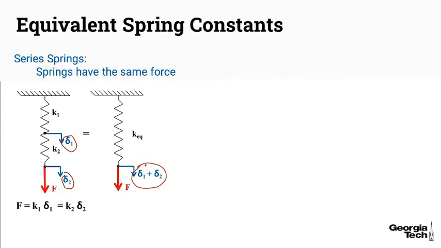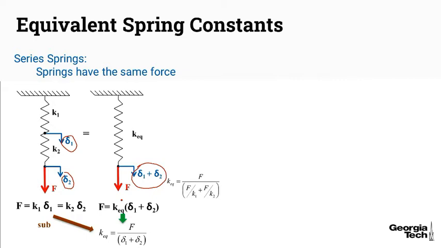So here we said the force is the same throughout. So the force in spring 1 is K1 delta 1. The force in spring 2 is K2 delta 2. And over here, the force in the single equivalent spring is K equivalent times both delta 1 plus delta 2. Then we can do a little bit of a mathematical manipulation. I'm going to change K equivalent to F over delta 1 plus delta 2. I'm then going to sub in K1 delta 1 and K2 delta 2. And I get that result for the K equivalent.